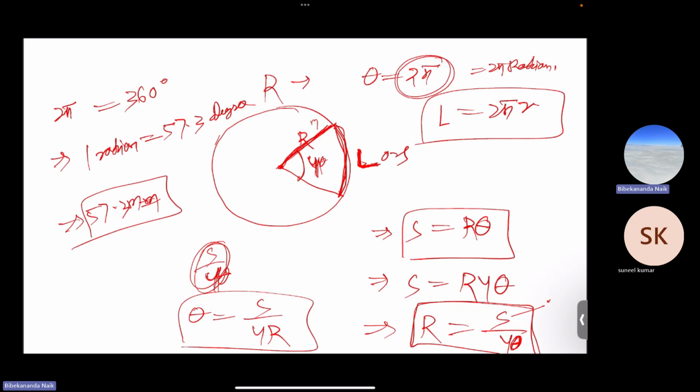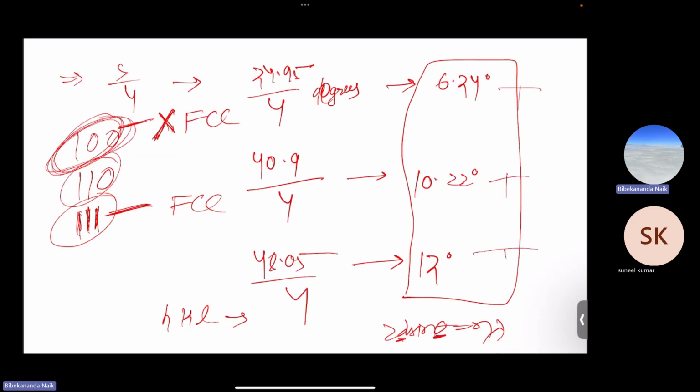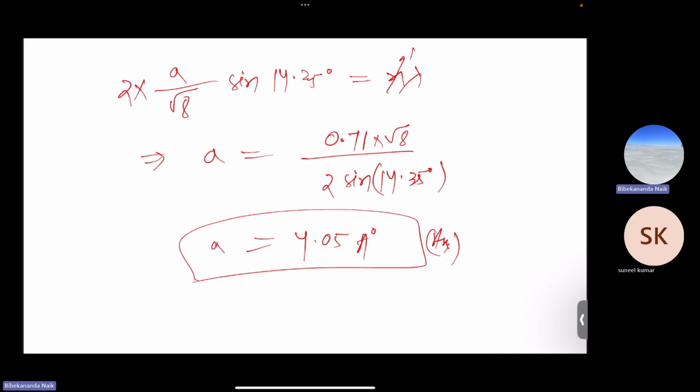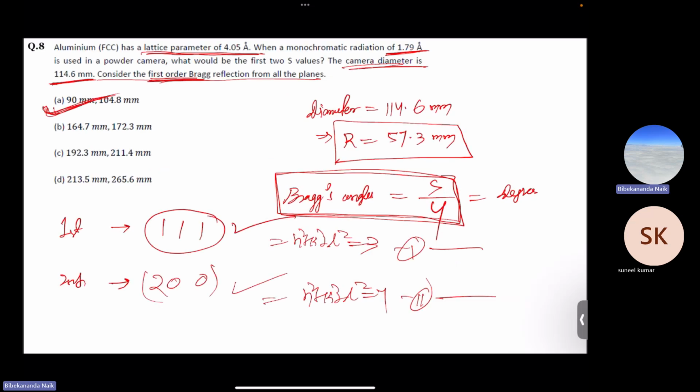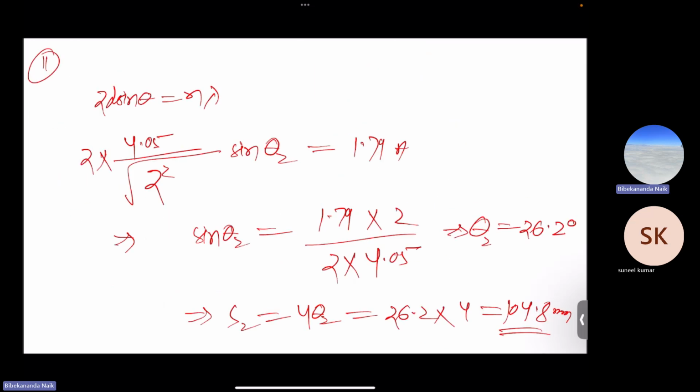You got it? Okay, sir. So in all these questions where the value of R we are getting is 57.3 mm, we can directly say the angle it is forming corresponding to that S value will be S by 4. Sorry, it will be S by 4. So S will be 4 theta. So we did the same thing.